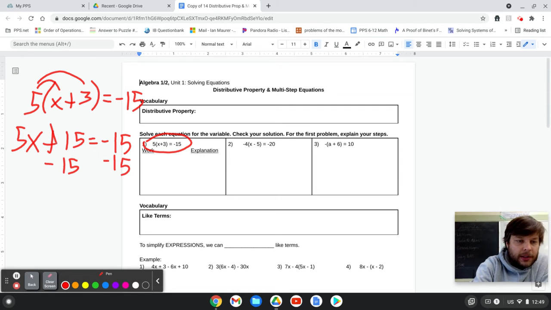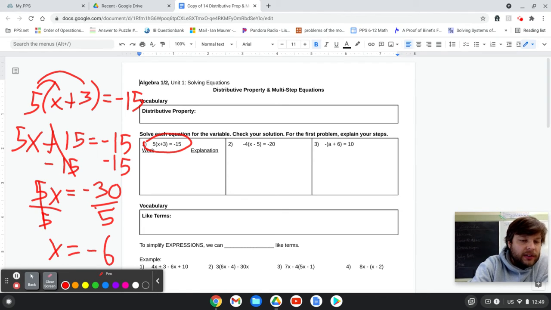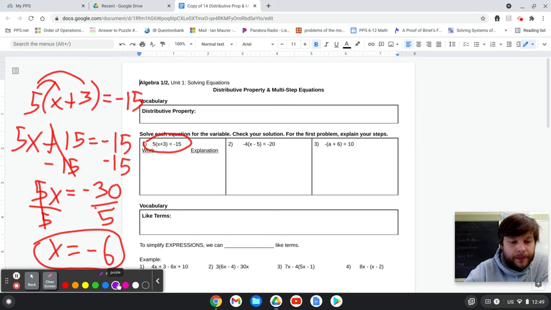So the opposite of plus is minus. Do it to both sides to keep things balanced. 5x equals negative 30. The opposite of times 5 is divide by 5. Divide both sides by 5, cancels out, to give you x is equal to negative 6. That's your solution.